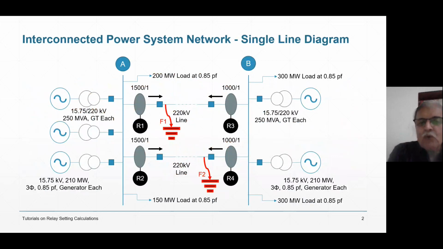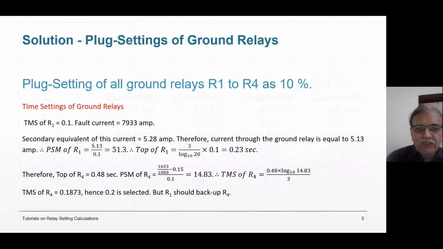Therefore, R4 backs up R1. Time of operation of R4 has to be 0.25 second further. So friends, I am going for the same thing. R4, I am taking 0.25 second further. 0.25 means 0.48 second. Time of operation of R4, top, I write in short. I have been telling that I will be using some abbreviations because typing time of operation every time takes time. So top means time of operation of R4 is 0.48 second.